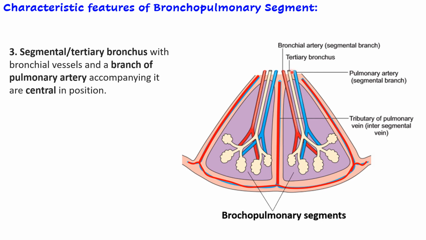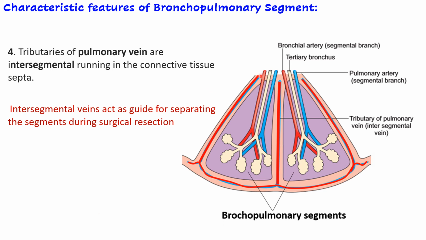Then, as I told you earlier, the segmental or tertiary bronchus along with bronchial vessels and a branch of the pulmonary artery are positioned in the center of the bronchopulmonary segment. Then fourth is the tributaries of the pulmonary vein. They are intersegmental. They run in the connective tissue septa separating the bronchopulmonary segments.